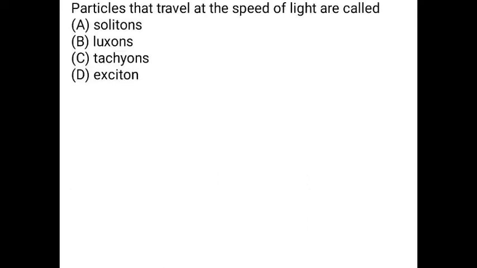Particles that travel at the speed of light are called, it is option B, luxons. Solitons are solitary waves that behave like a particle, and luxons are massless particles traveling at the speed of light. Tachyons are particles which move faster than light, and exciton means a bound state of an electron and an electron hole which are attracted to each other by the electrostatic Coulomb force. Therefore, option B is correct.